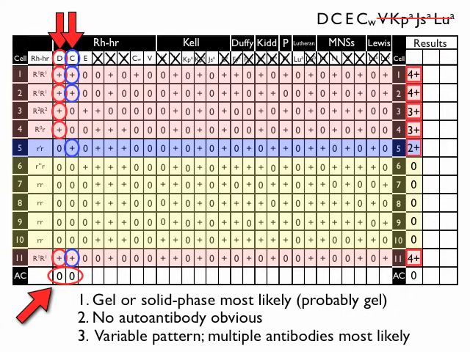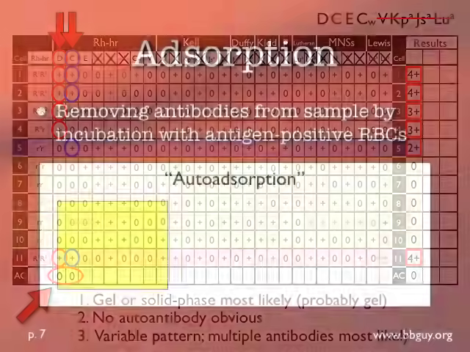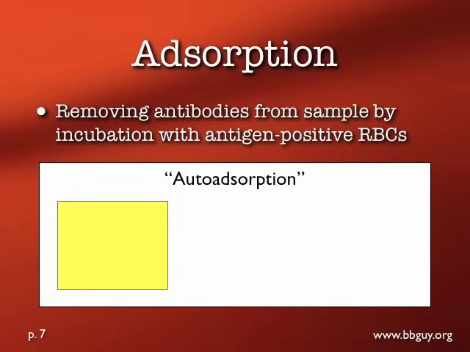D and anti-Big C. Adsorption is another special technique that can sometimes be used. That's basically the technique of removing antibodies from a sample by incubation with antigen-positive red cells. It can be done either to remove autoantibodies or alloantibodies. Let me show you how that works.